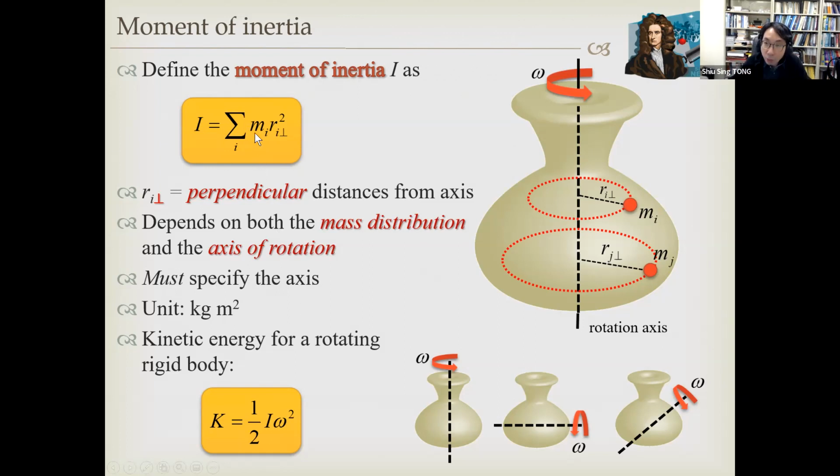And from the formula, you can see that the unit for moment of inertia is kilogram, the unit of mass. You have R perpendicular squared, so you have the square of the unit of distance. You have meter squared, so the unit is kilogram meter squared.